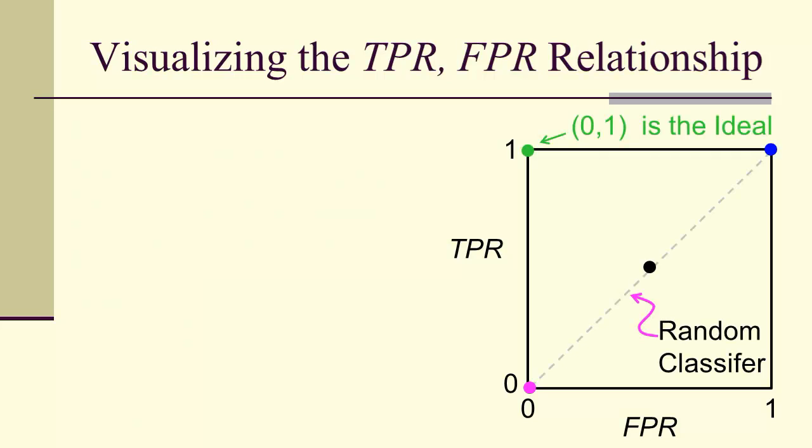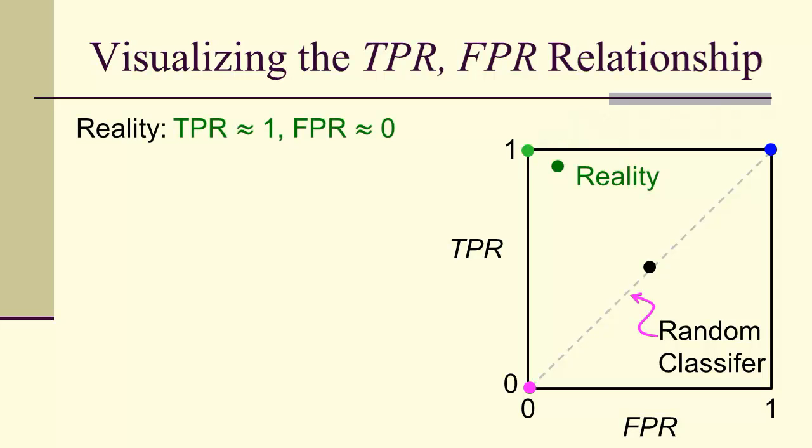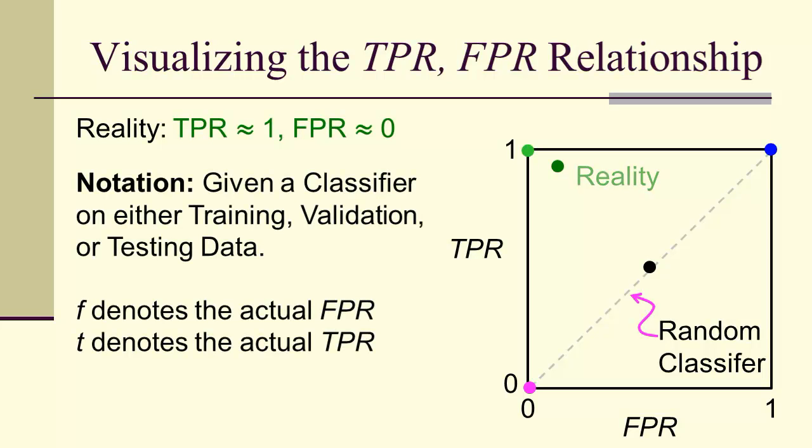Now, we have at this point the random classifier line and the 0, 1 ideal. The reality is that the true positive rate at best is only going to be approximately 1. The false positive rate is approximately 0. Now we're going to use F to denote the actual false positive rate and T for the true positive rate. So that point there has coordinates F, T.